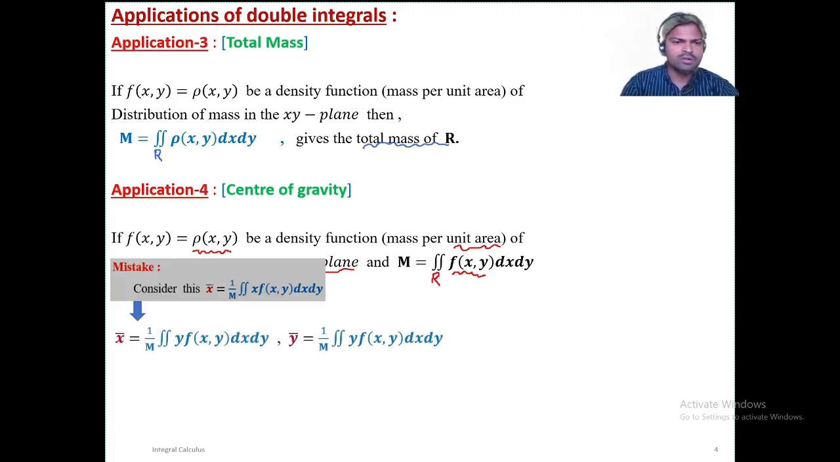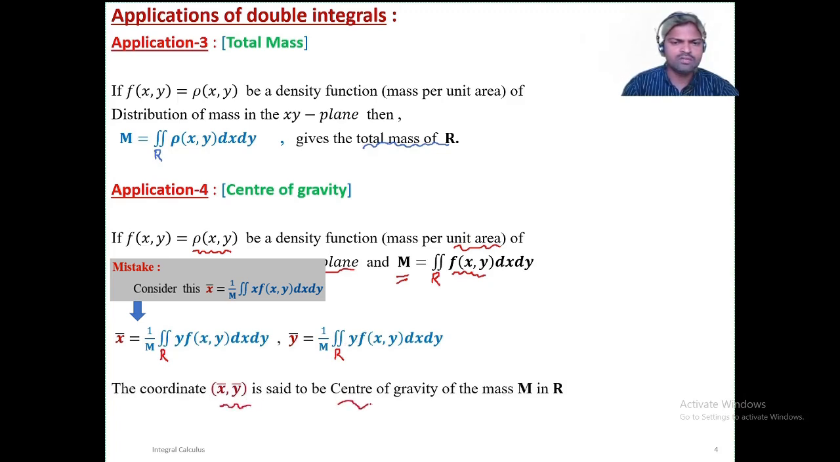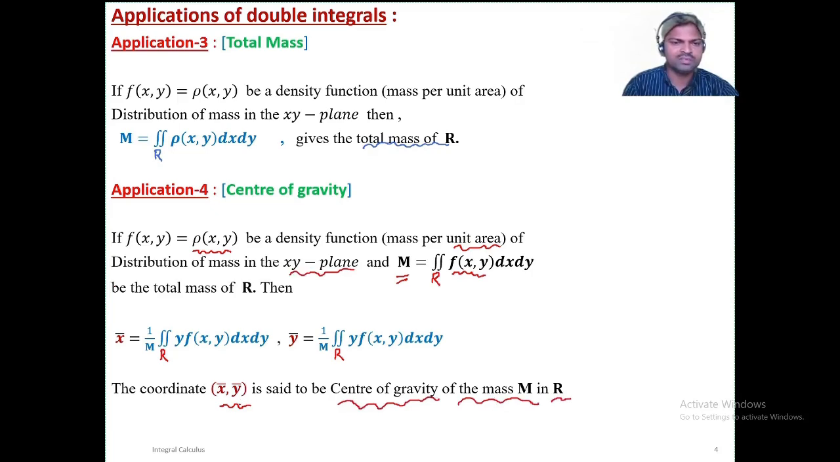Next, x bar over the object R. Here also over the same object R. And similarly, y bar is equal to 1 by m into the double integration of y into f of x comma y dx dy. Here f means the density function. Then both these coordinates, x bar comma y bar, are said to be the center of gravity of the mass m in the object R. That is called the center of mass.